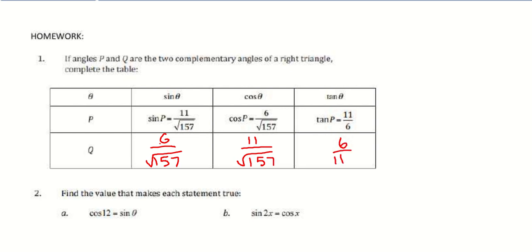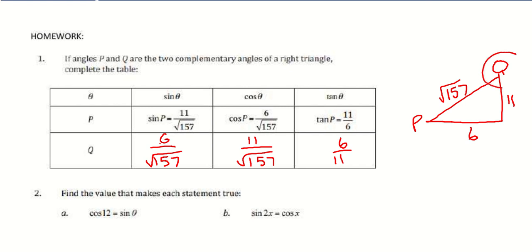Now, if you got stuck, what you could do as well is draw a picture. So we know we have angles P and Q, and if the sine of P is opposite, that's 11 over the square root of 157, that's the hypotenuse, and the other side is 6, then you can just do SOHCAHTOA using Q. So that's another option for you.